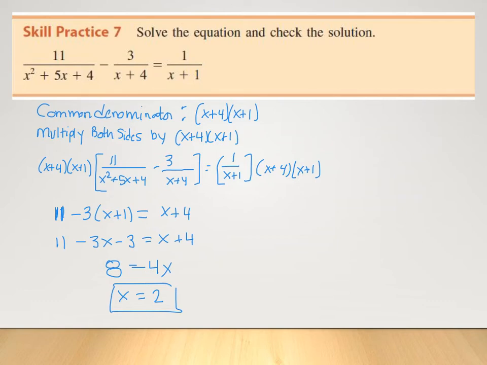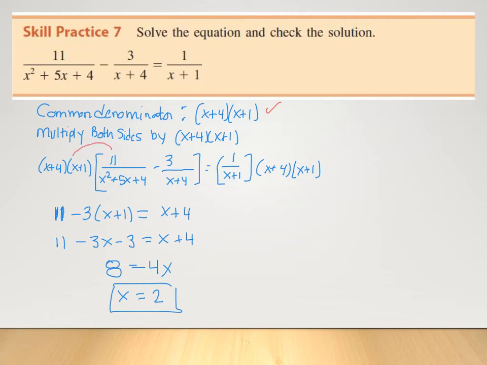Here's another problem that may have a potential problem. So on the left-hand side of the equation, we have 11 divided by x squared plus 5x plus 4 minus 3 divided by x plus 4 is equal to 1 over x plus 1. Our common denominator here is the factors x plus 4 times x plus 1. And we have to multiply through by both sides of the equation.